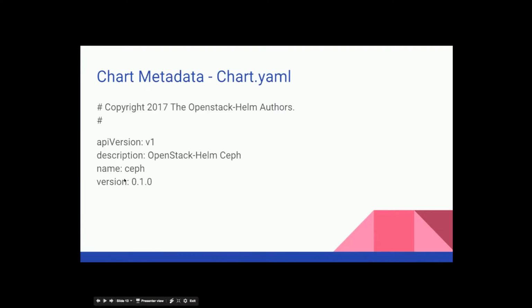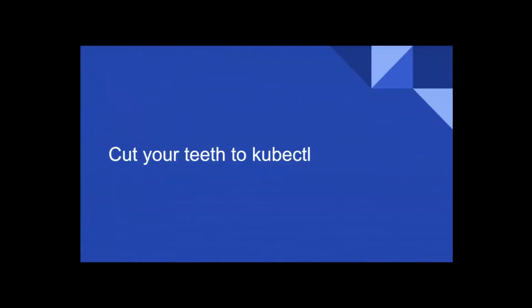So a chart, basically the metadata for your application bundle, has a version, a description, and a name, and then you can also add additional tags that make them searchable on open source. Yeah. Cool.